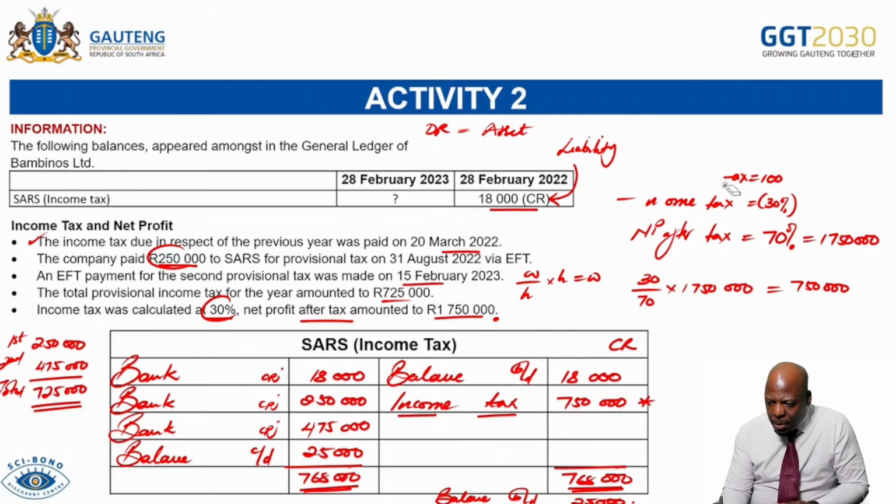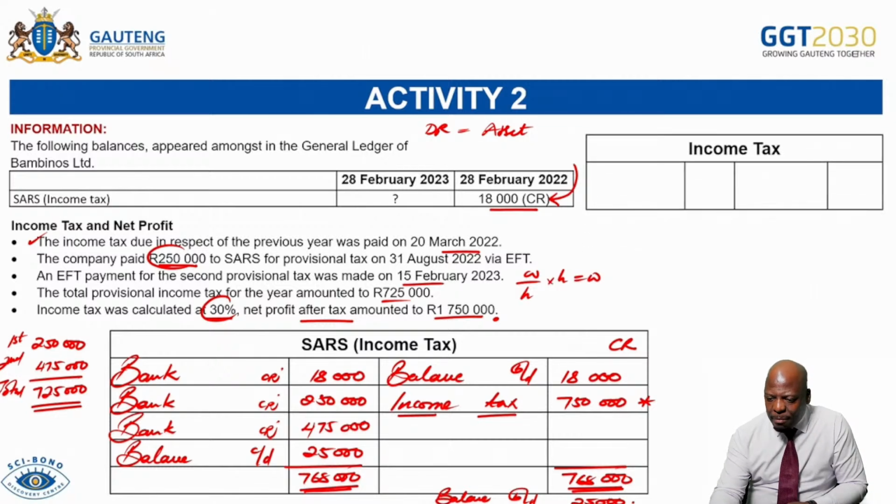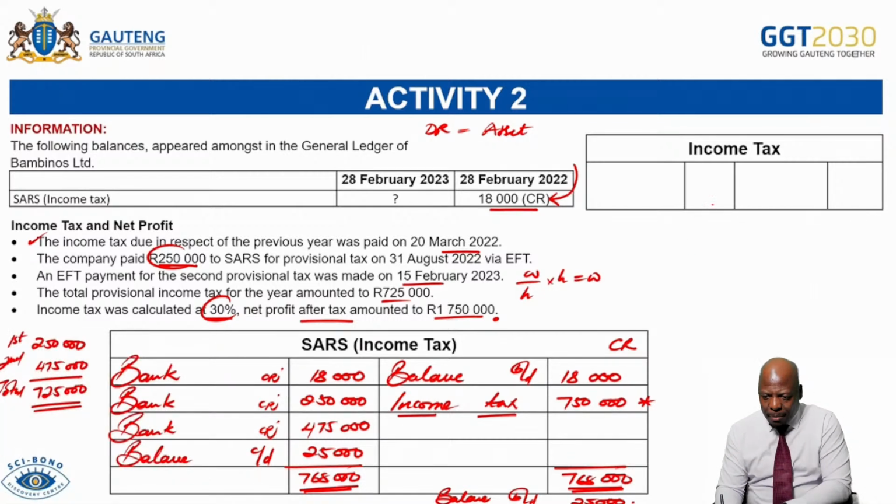All right, so allow me. Let me clear up some space for myself here where I was doing my calculations. Okay, let me see if I can get some space over here. And then let's see. So I'm going to have my income tax account. So in my SARS income tax, I credited it with income tax. That means in my income tax, I'm now going to debit it with SARS income tax.